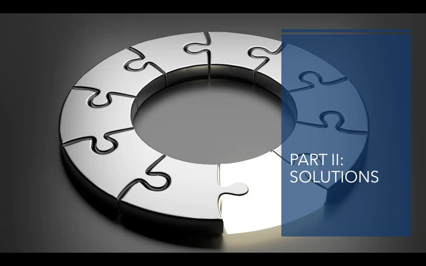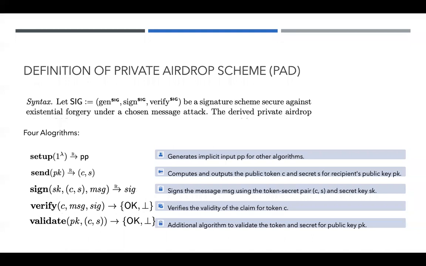Today's paper gives their unique contribution. Their work builds an efficient and practical private airdrop system, PAD, using special purpose zero knowledge proofs designed for this task. To begin with, let's look at the definition of a PAD. A PAD enables a sender to create a token and secret for a specific recipient whose public key is denoted as PK. This scheme ensures that the recipient can claim the airdrop securely without revealing their identity to the verifier.